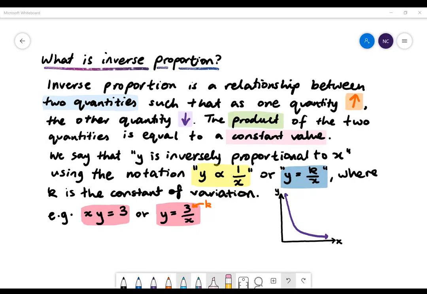We say that y is inversely proportional to x using the notation y is proportional to 1 over x or y is equal to k over x, where k is the constant of variation. For example, xy is equal to 3 or y is equal to 3 over x, where k is equal to 3. In the diagram, we see that as x increases, y decreases.